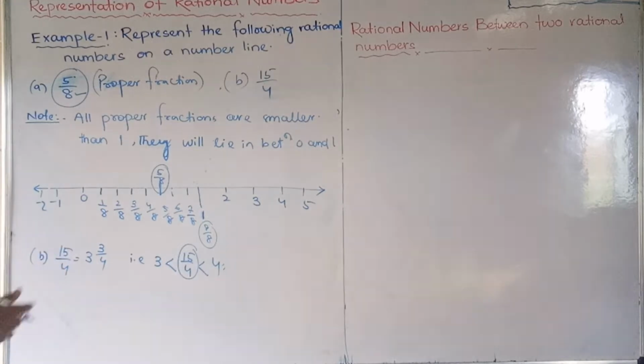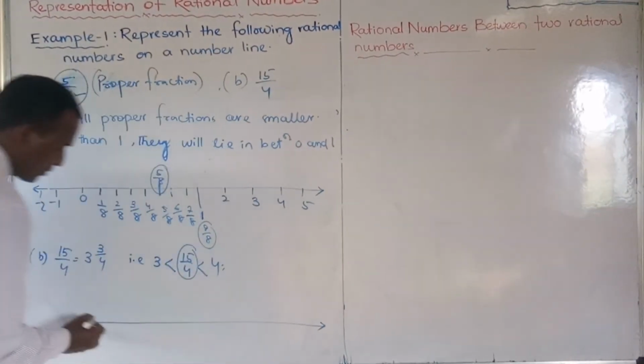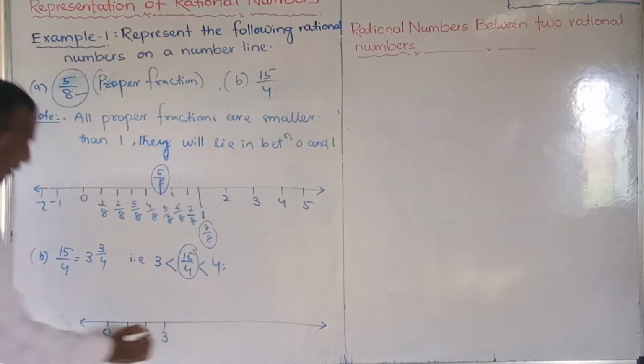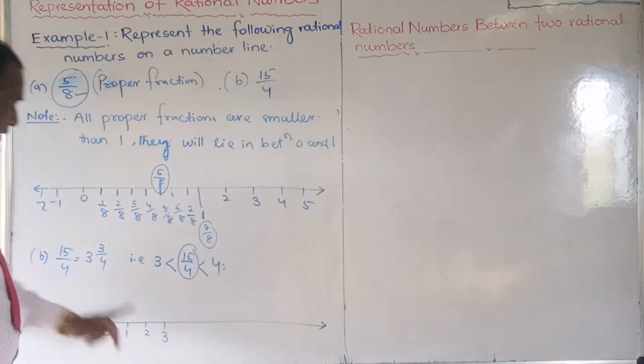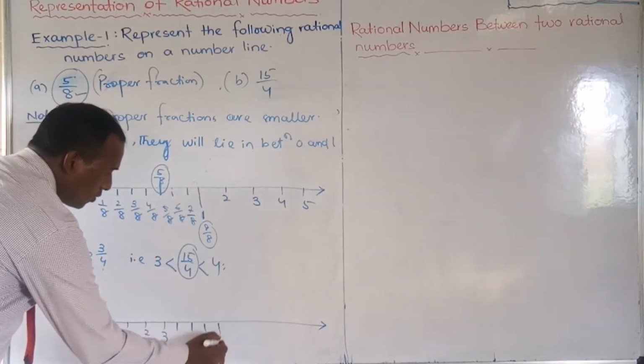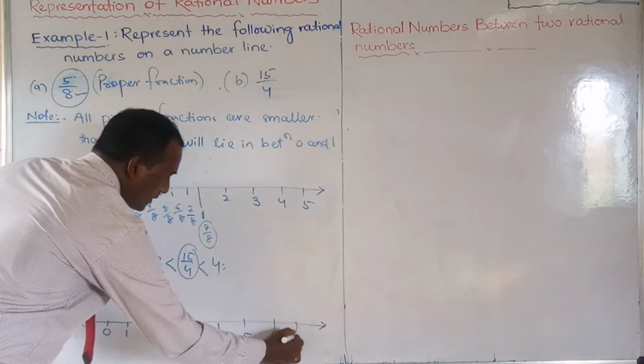So how will you draw that number line? This is 0, this is 1, 2, 3. First of all, up to 3 you have to write. Then how many parts? 4 parts. So 1, 2, 3, 4. You have to write here 4, here 5, here 6, here 7.